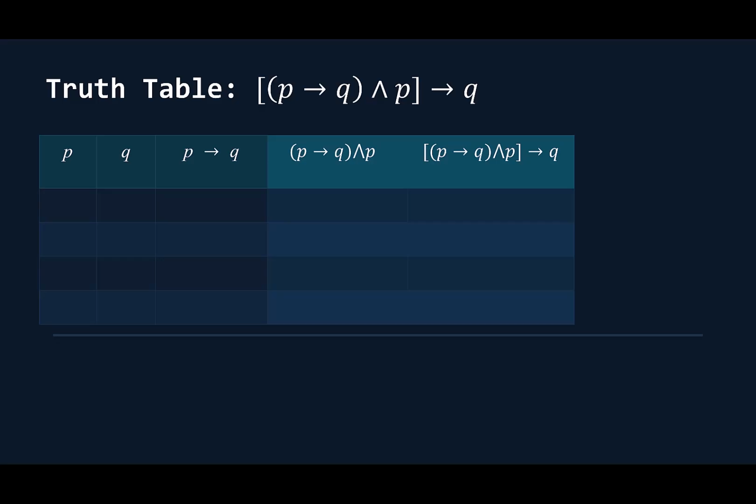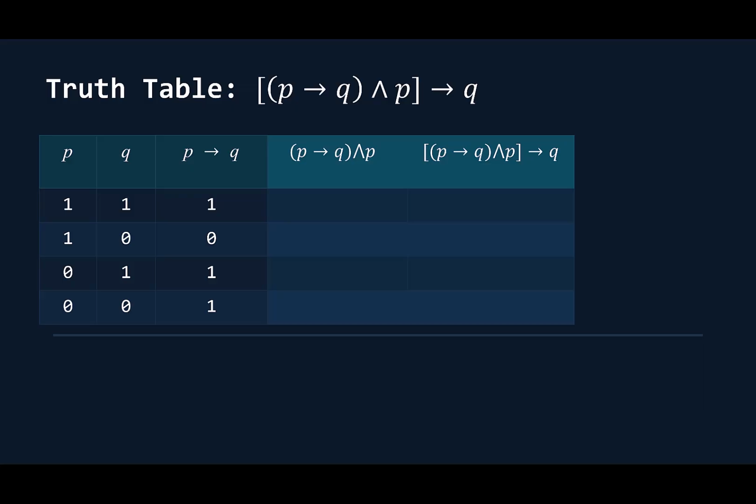In our truth table, we will need columns for P, Q, P implies Q, and P, then the whole argument P implies Q and P, therefore Q. We know that P starts true, true, false, false. Q will be true, false, true, false. For the implication, we know that true implies false is false. Everything else is true. That means true, true is true, true, false is false, false, true is true, and false, false is true. Our column is 1, 0, 1, 1.